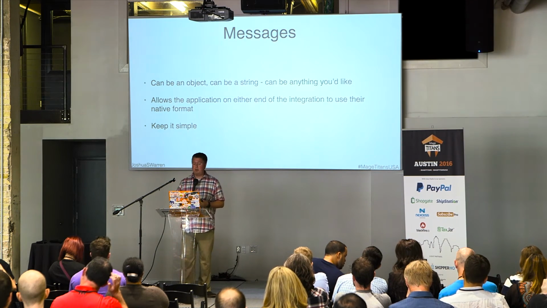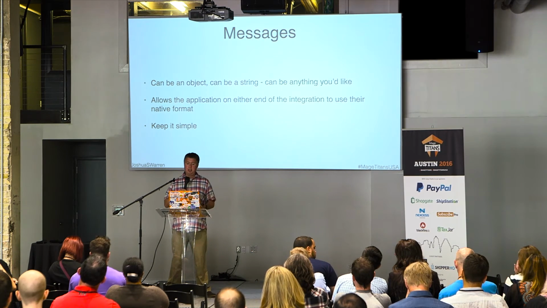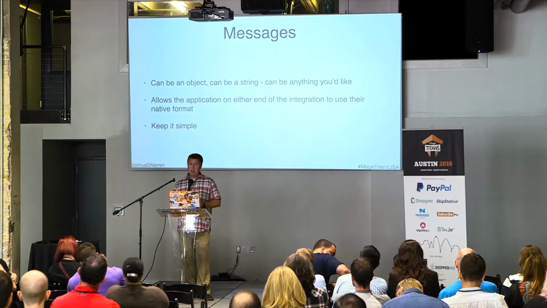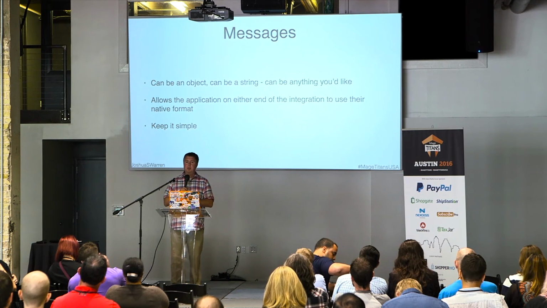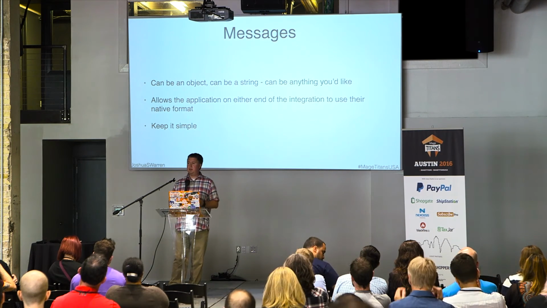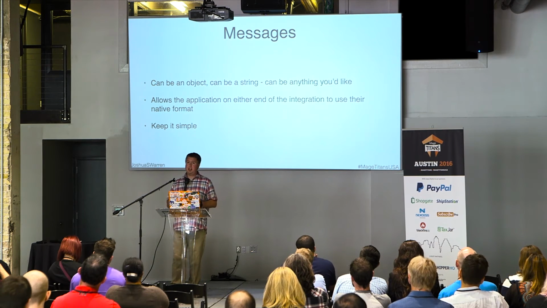And one thing that's really powerful about this is the application on either end of the integration can just use their native format. So if you're integrating with something that wants to use XML, the messages that you push into Rabbit can be in XML, and then on the other end, when that's consumed, it comes out already in XML, ready to go for that integration. And I do recommend keep your messages simple. I've seen people spend a lot of time writing out really advanced specifications for what these messages should look like. My recommendation is keep them really simple, keep them as close as possible to whatever system you're integrating with.